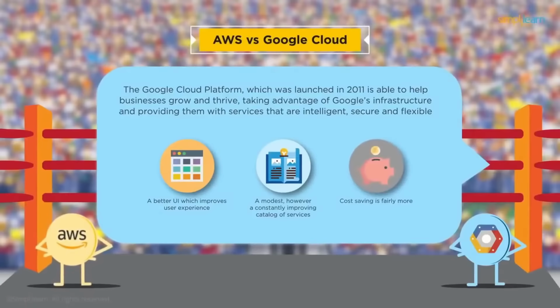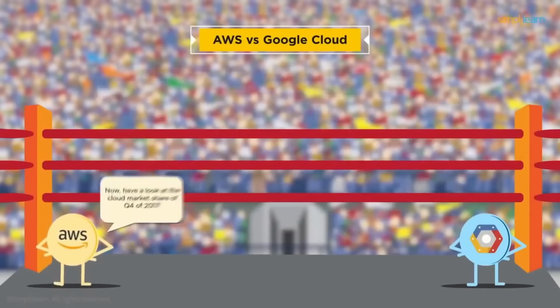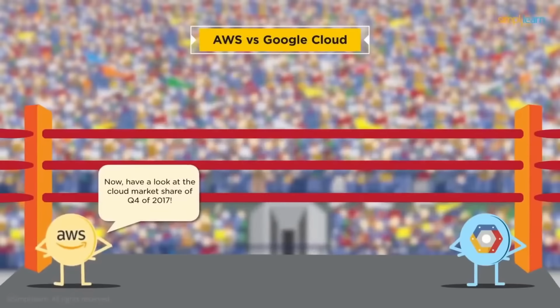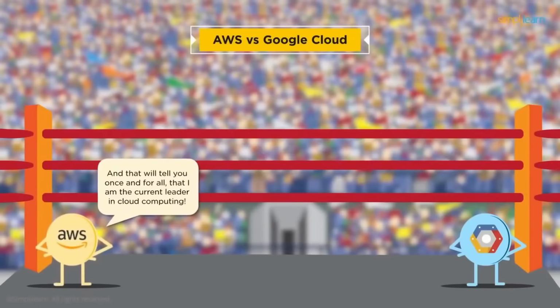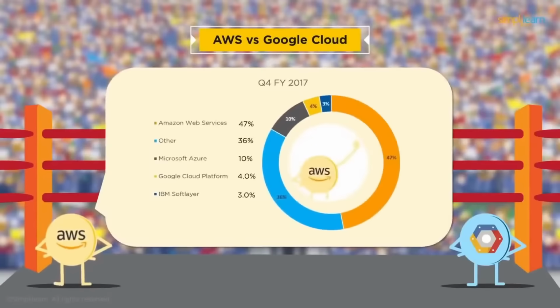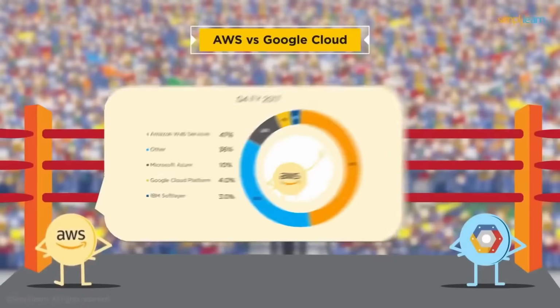I'm so glad you asked. Let's look at present day. In fact, let's look at the cloud market share of the fourth quarter of 2017. This will tell you once and for all that AWS is the leader when it comes to cloud computing. Amazon Web Services contributes 47% of the market share. Others like Rackspace or Verizon Cloud contribute 36%, Microsoft Azure contributes 10%, the Google Cloud Platform contributes 4%, and IBM Software contributes 3%. 47% of the market share is contributed by AWS. Do you need me to convince you any more?